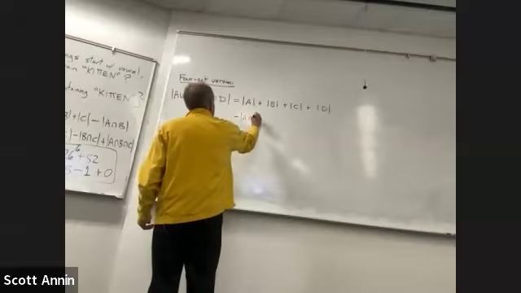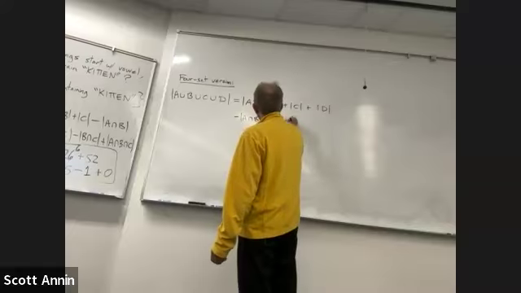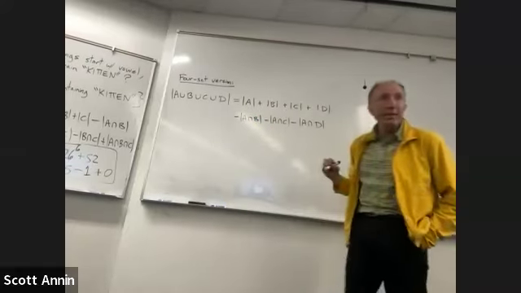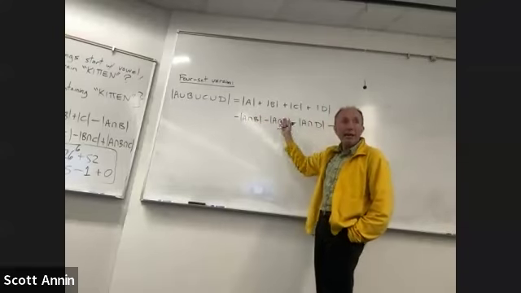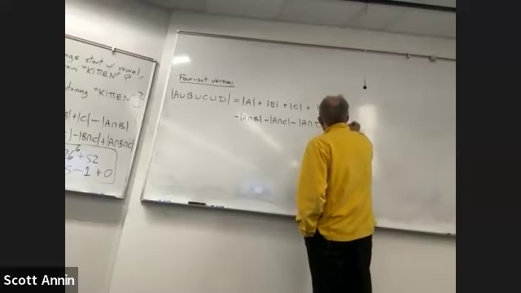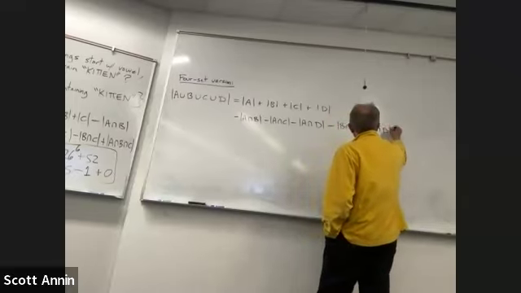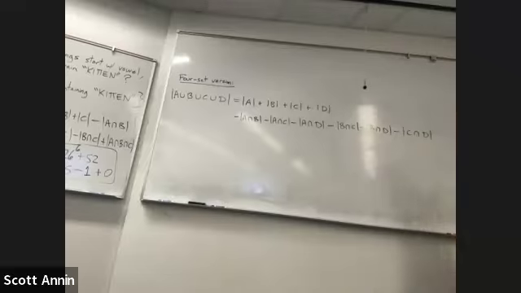I have to subtract A intersected with B. I have to subtract A intersected with C. I have to subtract A intersected with D. And I'm doing these in alphabetical order. I'm doing all of the A intersections first, and then I'm done with those. I go on to B. So B intersected with C, and then B intersected with D, and then C intersected with D.